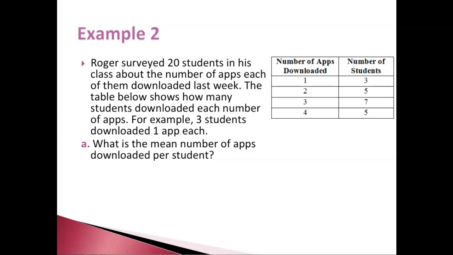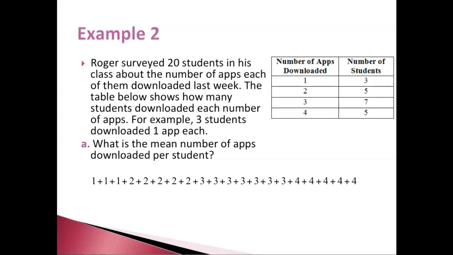Now part A asks, what is the mean number of apps downloaded per student? Well, how many students are there altogether? Well, we can see here that we have 20 students that were surveyed, and they're all accounted for on the right column. And so one way we can do this is we can actually just write out each of those values. So there were 3 students who each downloaded 1 app. So 1, 1, and 1. And then there were 5 students who each downloaded 2. So you can write 2 5 times.